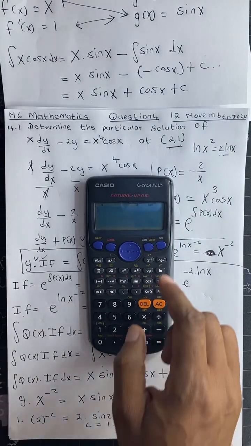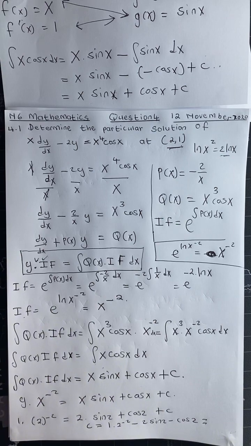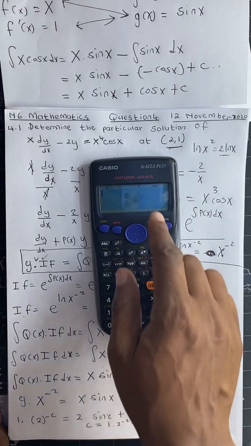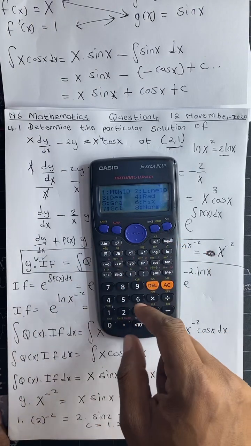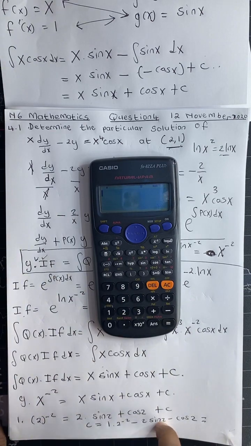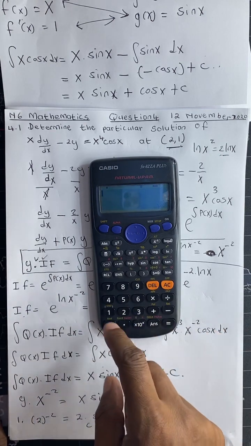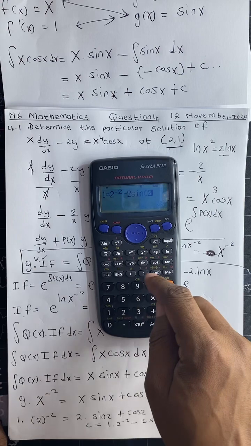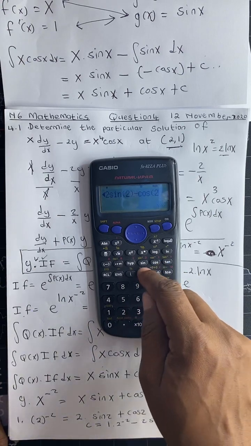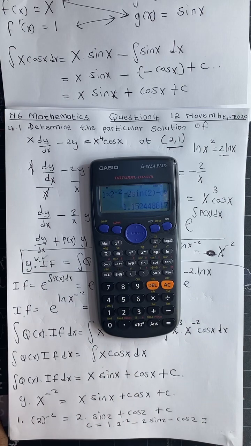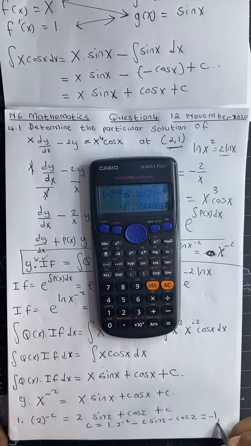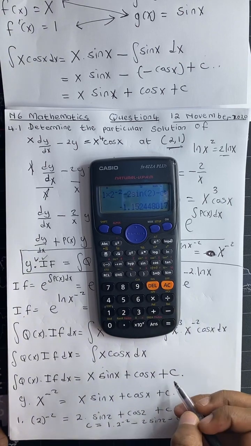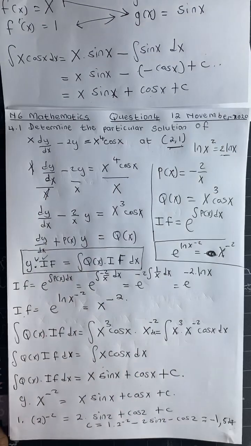So to find the value of c, we have to convert our calculators from degrees to radians for the sake of the sin 2 and the cos 2. So c will be equal to 1 multiplied by 2 to the power negative 2 minus 2 sin 2 minus cos 2, and this will be equal to negative 1.524. So by finding this c, we have moved from the general solution to the particular solution.